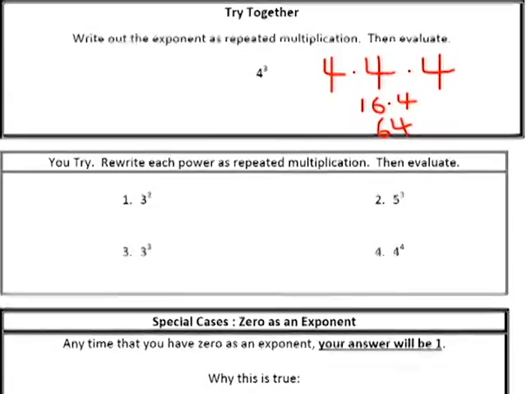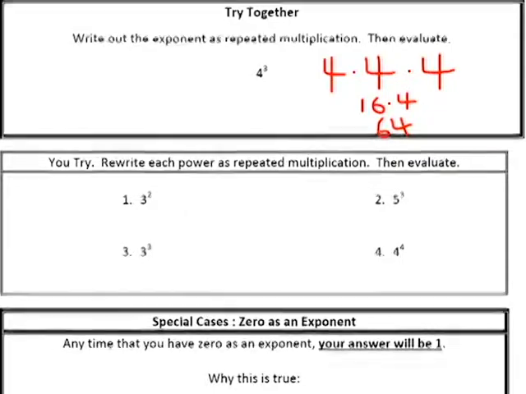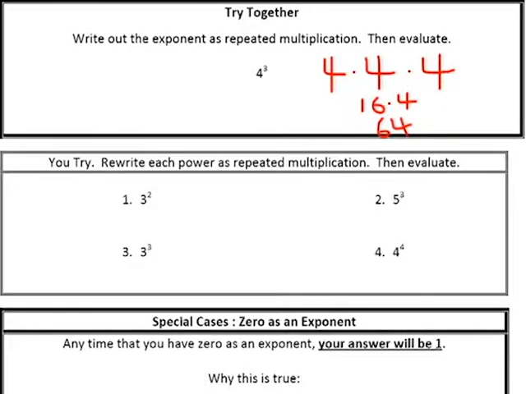On your own, try 1, 2, 3, and 4. Write it out as long multiplication, repeated multiplication, and then evaluate or calculate the answer. You may use a calculator. Go ahead and pause and come back when you're done.